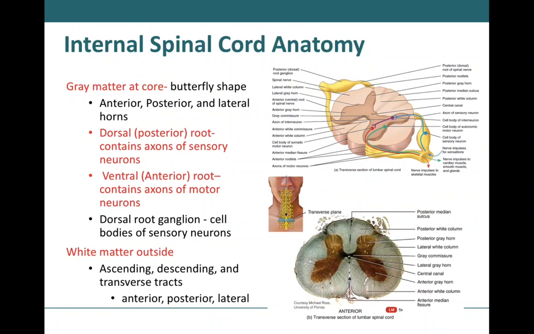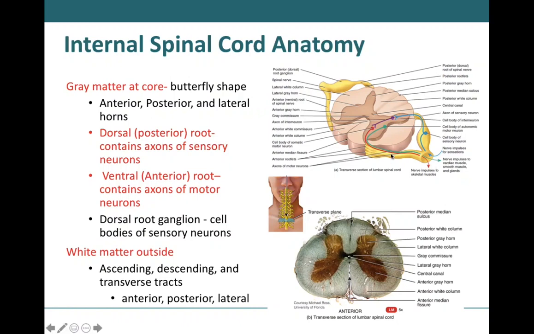I'd like you to feel very, very comfortable with this information for the test. I'd like you to be familiar with where we find sensory and motor information. And I'd also like you to be aware that if one of these regions is damaged, that's going to disrupt the function of that particular neuron.